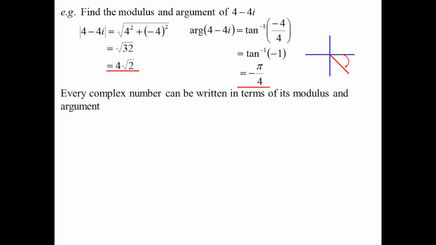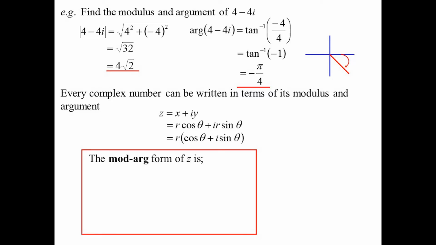So each of our complex numbers can be written in terms of its modulus and its argument. So z equals x plus iy, we know that, but now we could rewrite it, because using that right angle triangle, I could work out that x is equal to r times the cosine of theta. And y would end up being r times the sine of theta. R is a common factor, so we could take r outside of cos theta plus i sine theta. So Mod-Arg form is that, when we're writing in terms of its modulus and its argument. So r cos theta plus i sine theta.